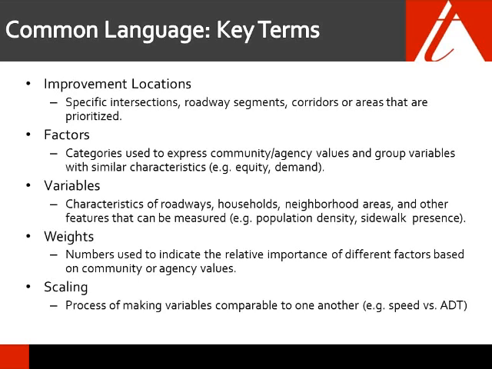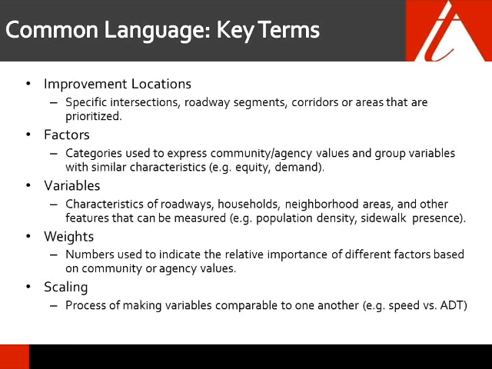Before I jump into that, I do want to just describe some key terms that we use in the methodology, and Bob's already used some of them, factors and variables, but just so everybody's on the same page when we're talking about this and when Jim is stepping through the example. So improvement locations, that's the specific intersections, roadway segments, corridors that you're hoping to prioritize. Factors are the general categories that are used to express the community or agency values. It's basically how different variables are grouped, such as, for example, equity and demand.